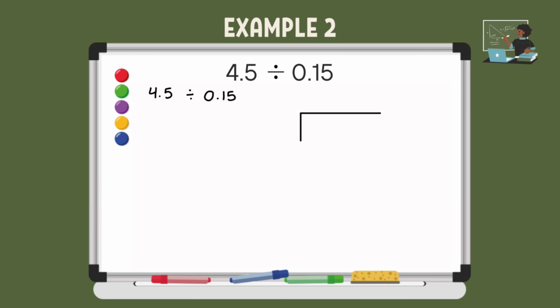And we are starting with labeling our division bar. So we know the first number goes in and the second number goes out. In, we are going to write 4.5. That is our dividend. And outside of the division bar, we're going to put 0.15. If you notice, our divisor is a decimal.